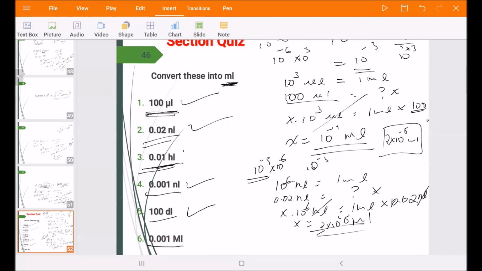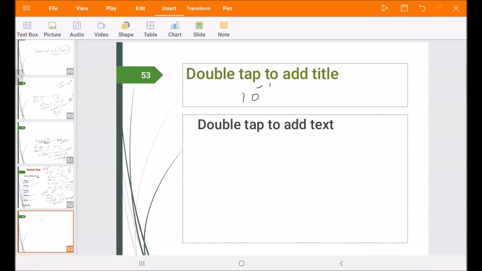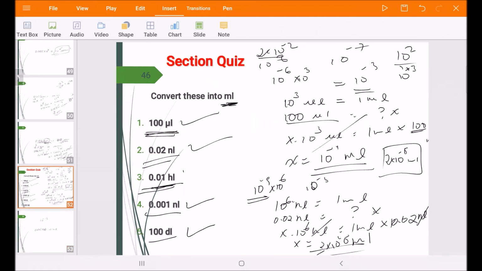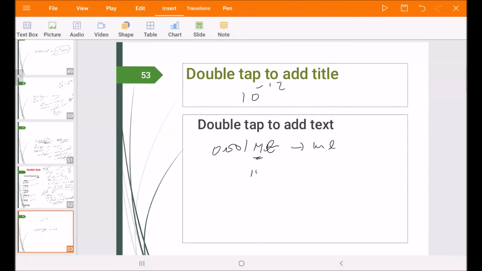10 to the power of minus 12. Convert 0.001 megaliter into milliliter. Mega is 10 to the power of 6, and milli is 10 to the power of minus 3. You can either multiply this by 10 to the power of minus 9, so 10 to the power of minus 9 megaliter is equivalent to 1 milliliter.